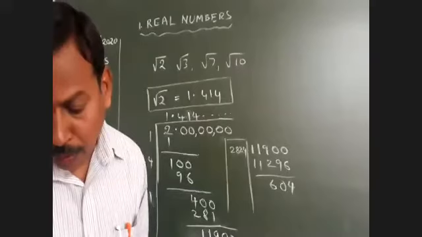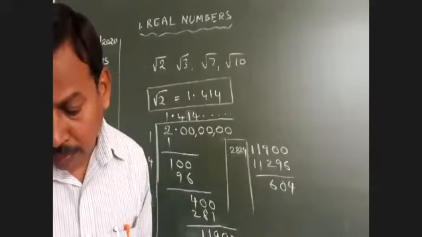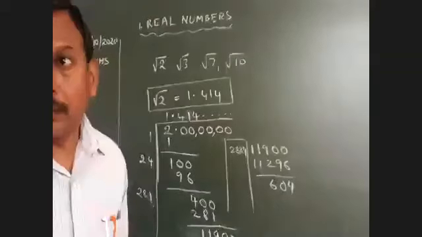So in this we have 1.2. There are 2-3 methods. Root 5 is there. One sum I will do.